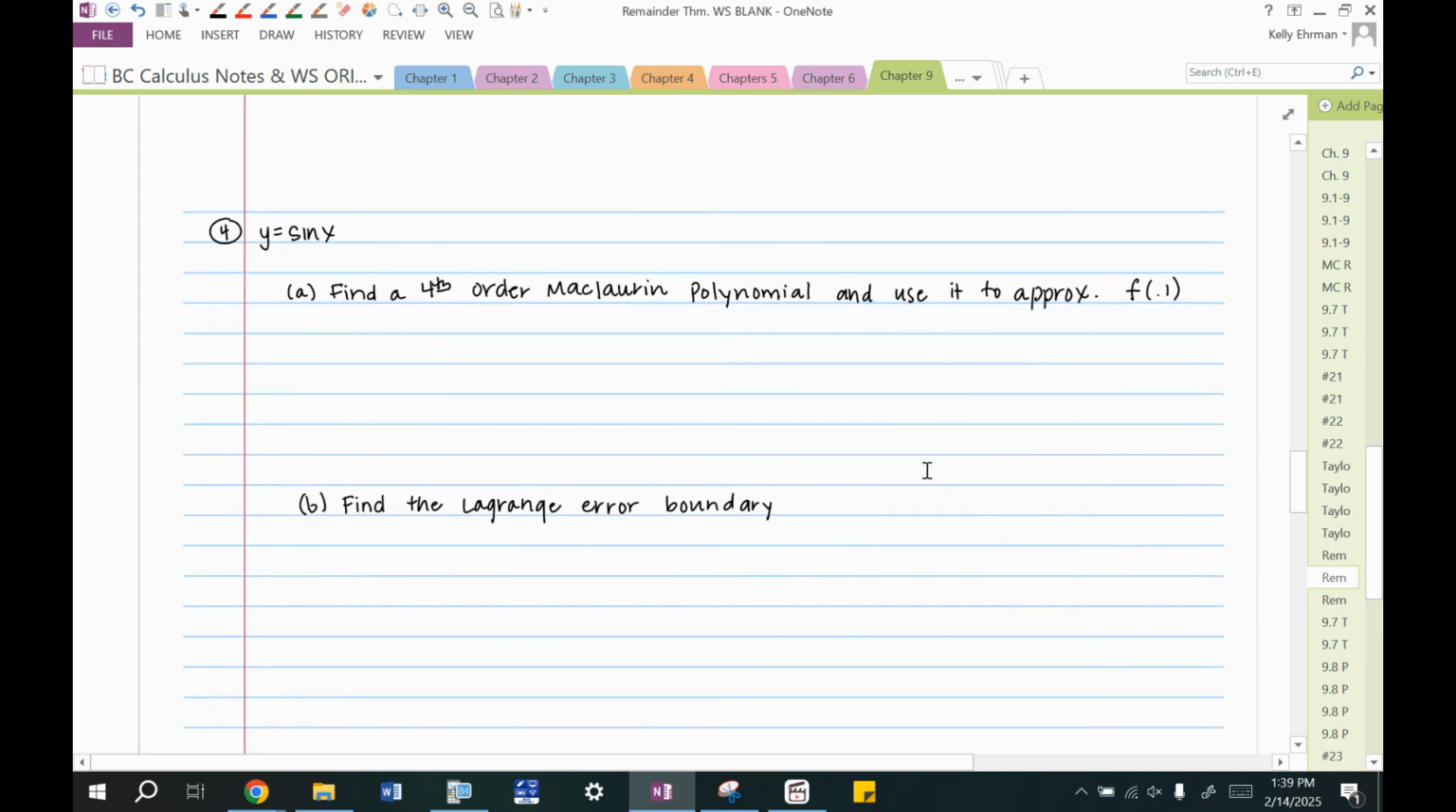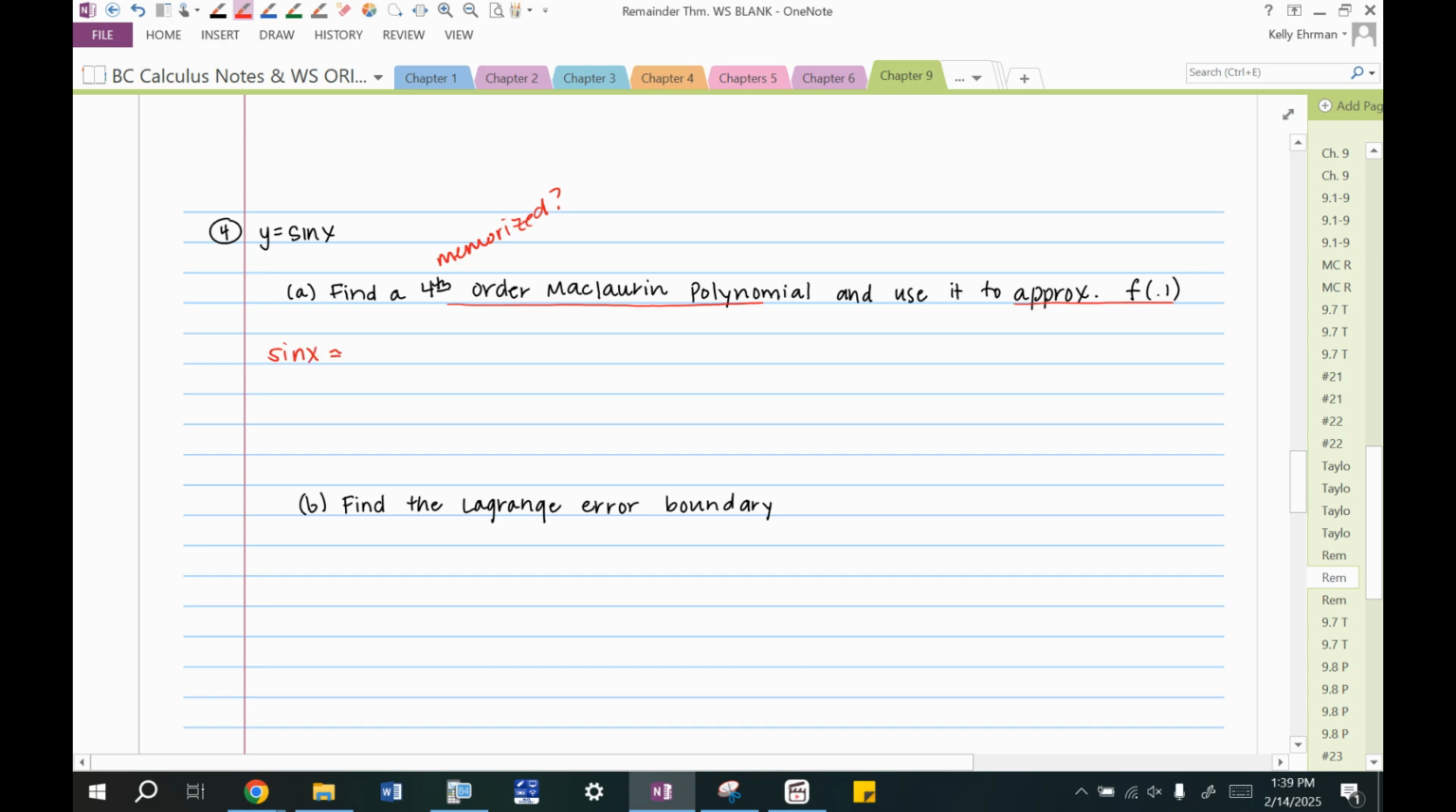All right, what is this question? y equals sine x. Find a fourth order Maclaurin polynomial and use it to approximate f of 0.1. Now you could go through the work of finding it, or maybe you have this one memorized? This is the one that has the odd values of sine.